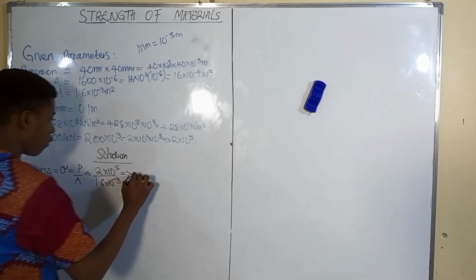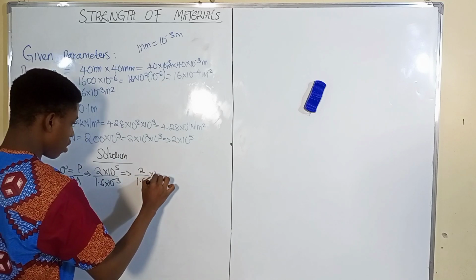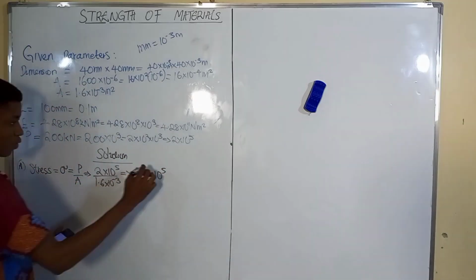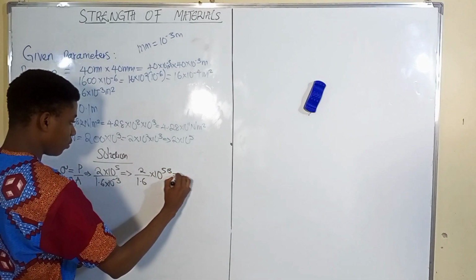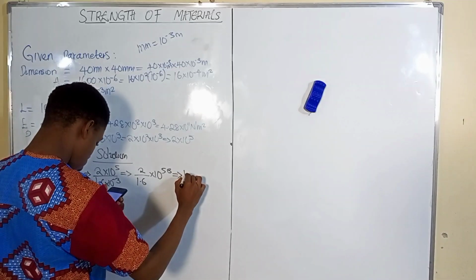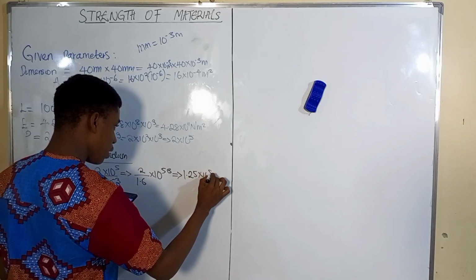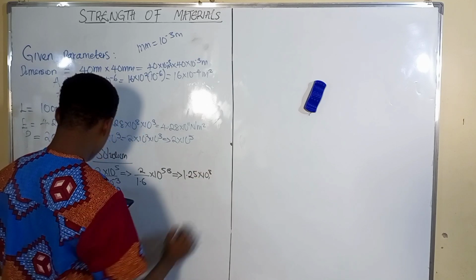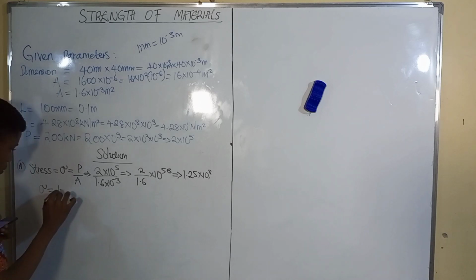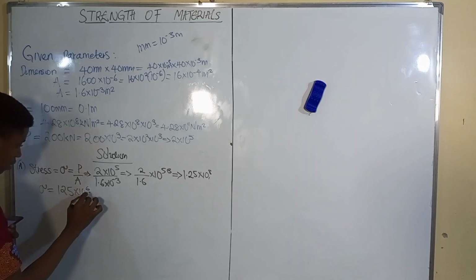So with that, we're going to have 2 over 1.6 times 10 raised to the power 5. Negative 3, when it comes up, will become positive, so we have plus 3 here. Now this will result in a value of 1.25 times 10 raised to the power 8. So we can say that our stress is equal to 125 times 10 raised to the power 6.